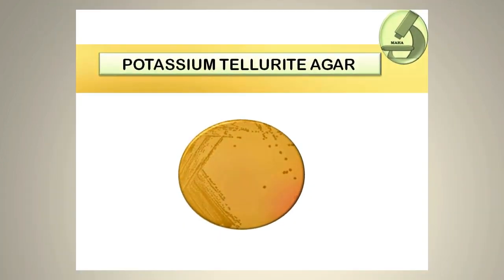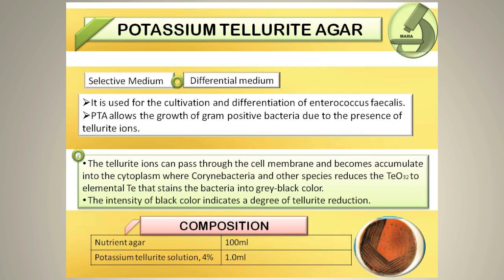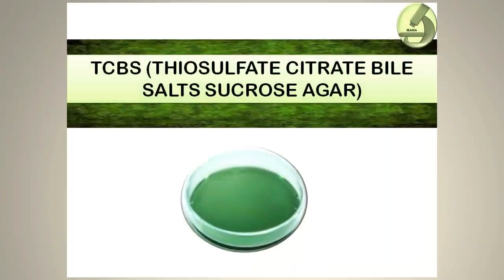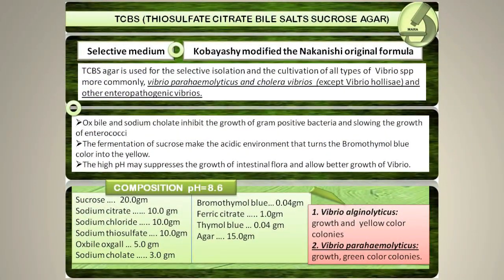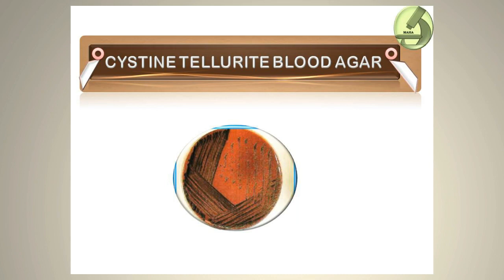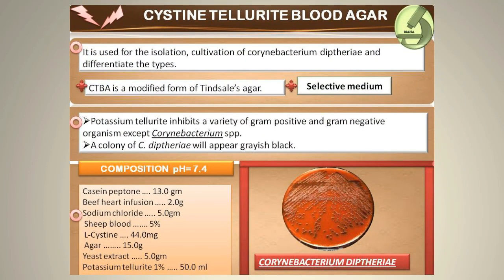Potassium tellurite agar. It is used for the cultivation and differentiation of Enterococcus faecalis. Thiosulfate citrate bile salt sucrose agar. It is a selective medium used for the isolation and cultivation of Vibrio species. Cystine tellurite blood agar. It is a selective medium used for the isolation and cultivation of Corynebacterium diphtheriae.